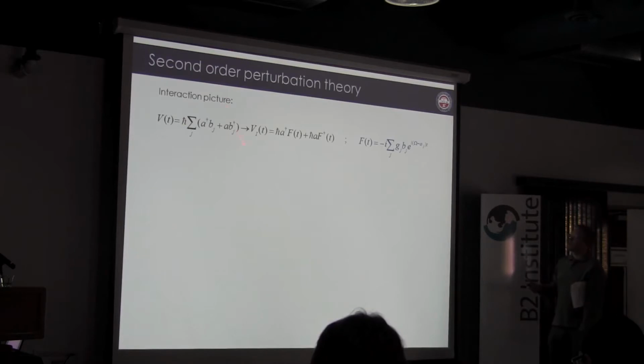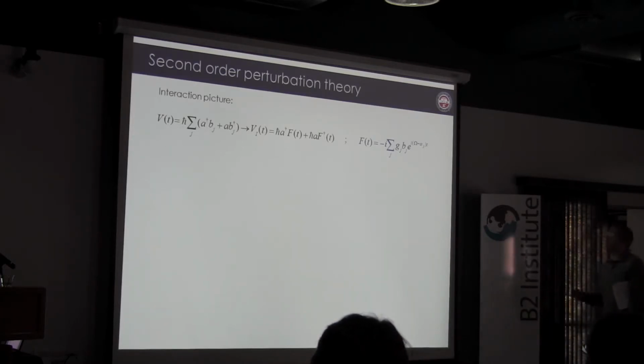So we're going to assume that this interaction is relatively small, so we can do perturbation theory, and we're going to work it out to second order. Now, there's going to be a lot of math here. I think it's probably better to just follow along, and you can jot down this.